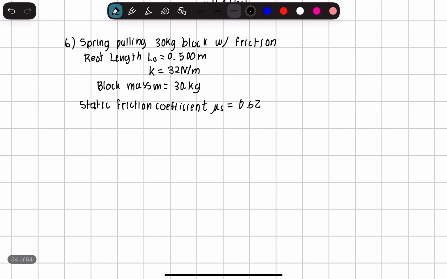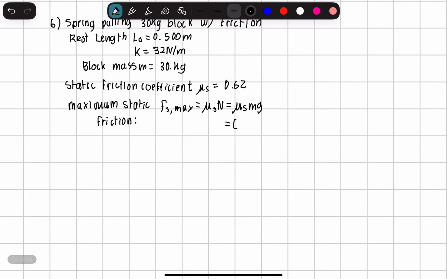Now you need to know that maximum static friction is always going to be this formula. It's always F of S max is equal to the coefficient of static friction, mu s, times the normal force. And we always know that the normal force can be rewritten as mass times gravity. So rewriting this, you plug in the coefficient of static friction, 0.62, times the mass, which is 30, times the gravitational constant, 9.8.